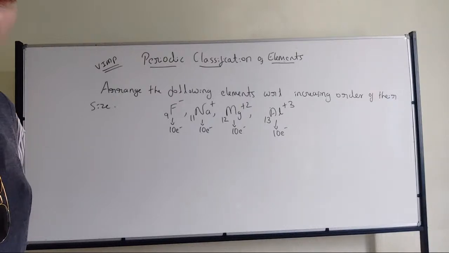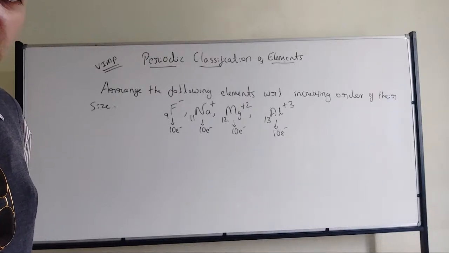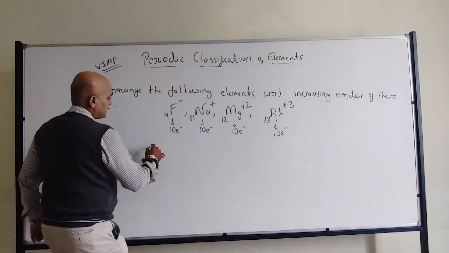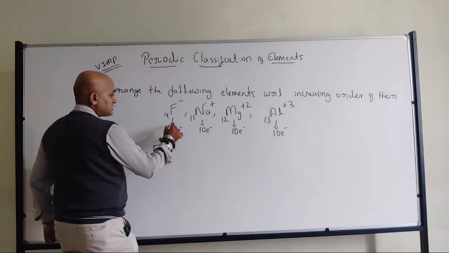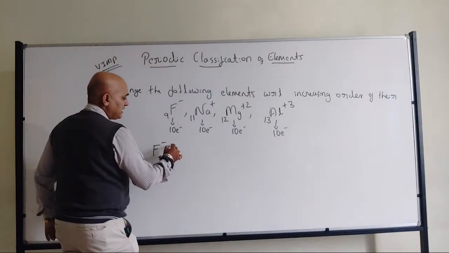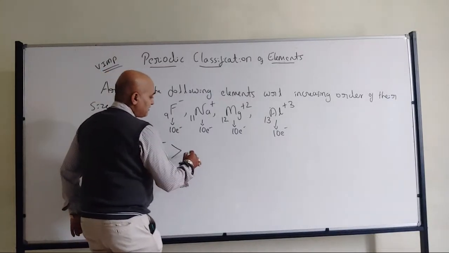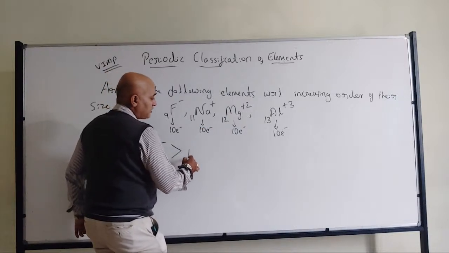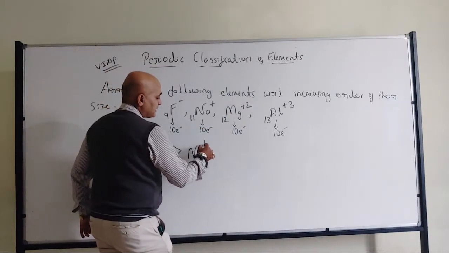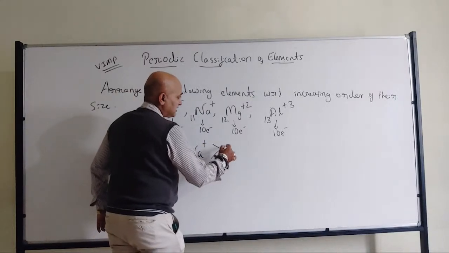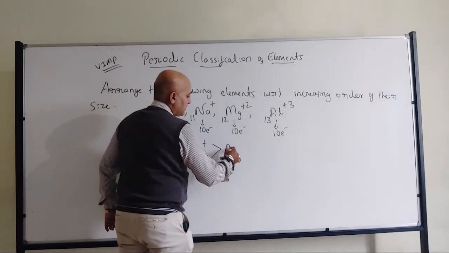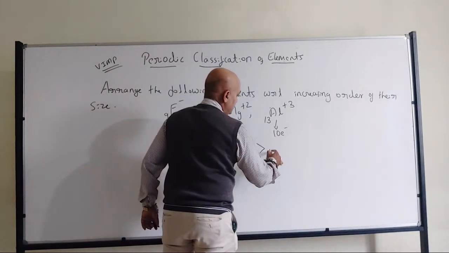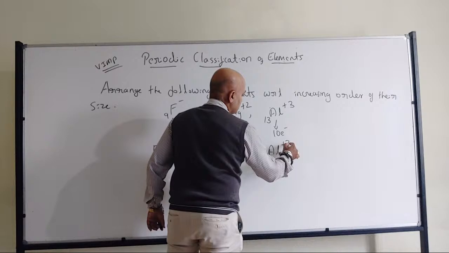Okay? No, Vishwas, no, they are not equal. Therefore, we can tell that fluoride, since the number of electrons is dominating, will be greater than that of sodium, Na plus, greater than that of magnesium plus 2, greater than that of aluminium plus 3.